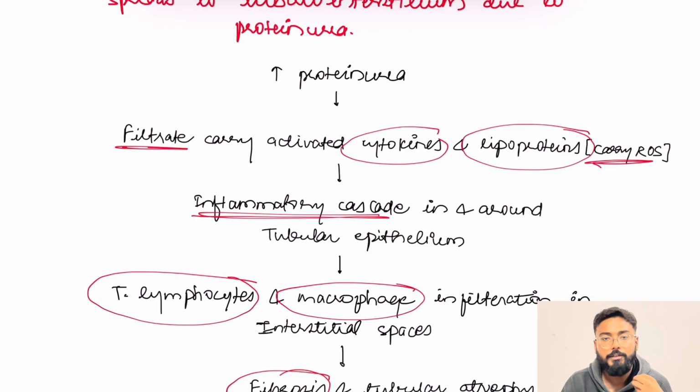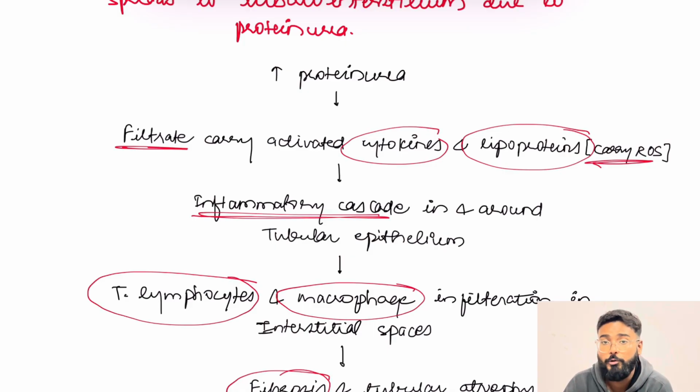Protein is not normal inside the filtrate, which has already been filtered and has come from the glomerulus into the tubules. If there are proteins, it's not normal. So whenever there is something not normal, the body is going to elicit some kind of response. Whenever these proteins land up in the tubules, where they shouldn't be, this is going to activate cytokines.